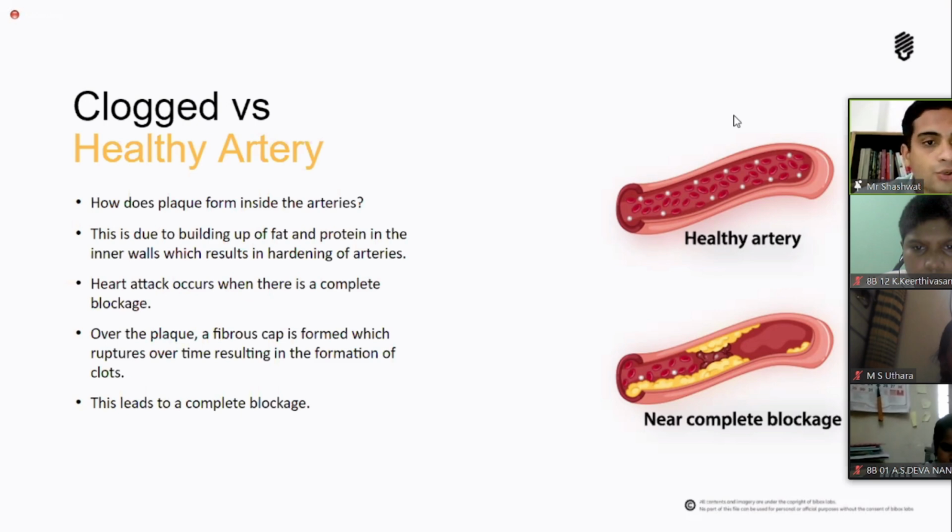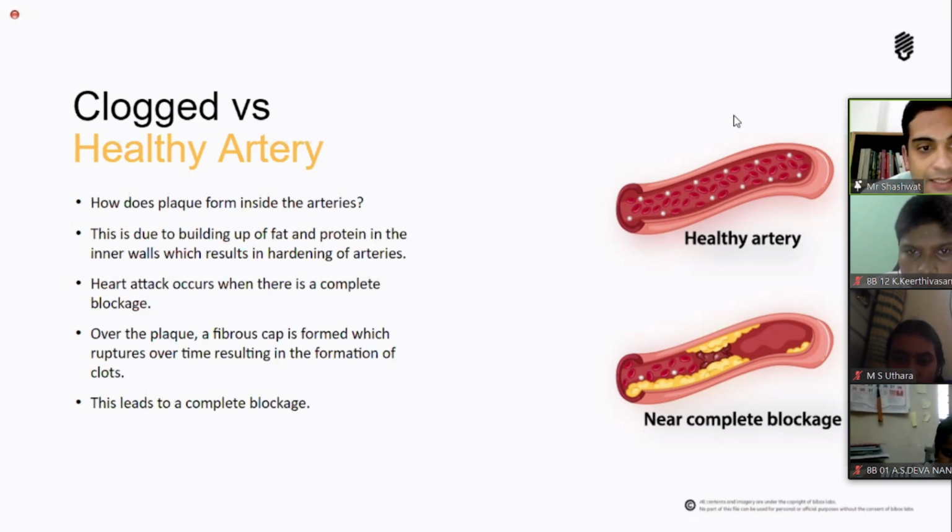Now, we've understood that this blocked artery is caused by the buildup of plaque. How does it happen? How does plaque actually come inside our blood vessels? It's because of the buildup of fat and protein in the inner walls of our arteries, which results in its hardening. So over time, as fat and protein accumulate inside our arteries, they get hardened.